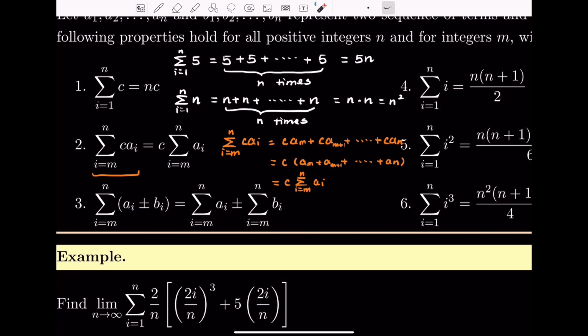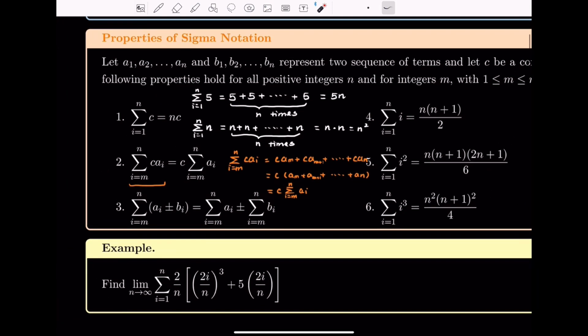But again, here the c does not have to be a specific number. Again, it can be a variable. So if I put n here, for example, it still works. I can put b here, whatever variable you would like, as long as it doesn't change with i, then it's okay. So we can always factor it out.